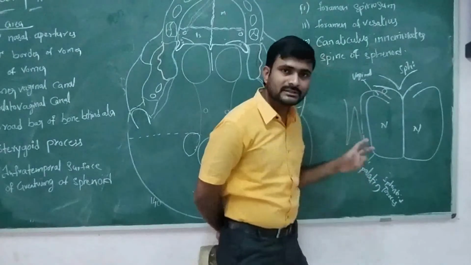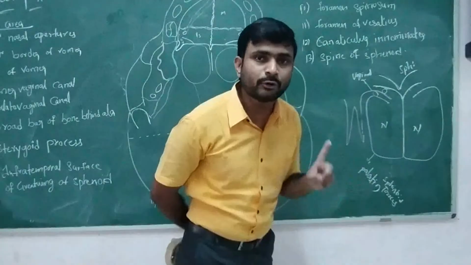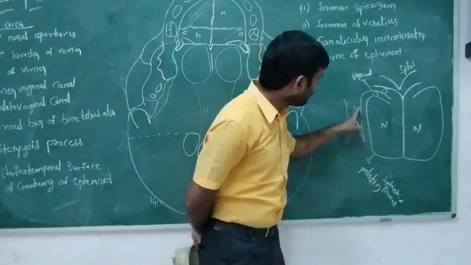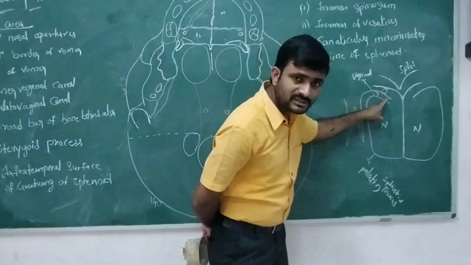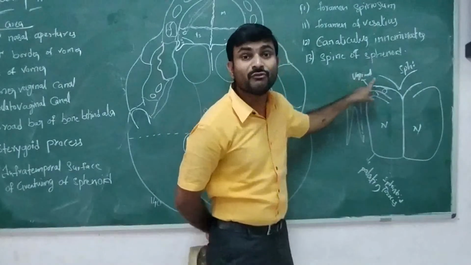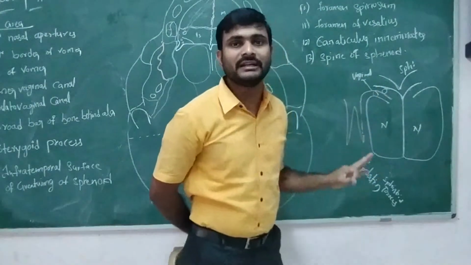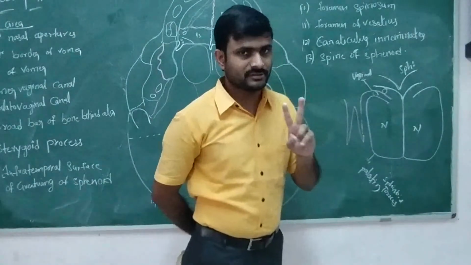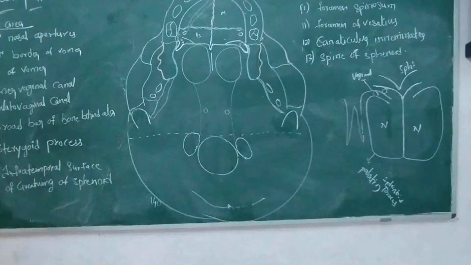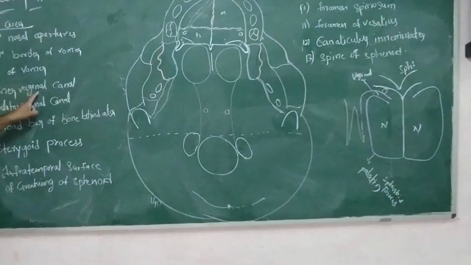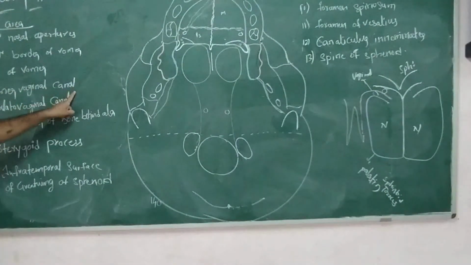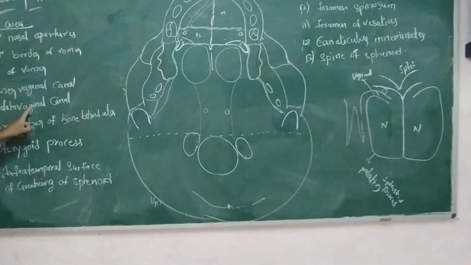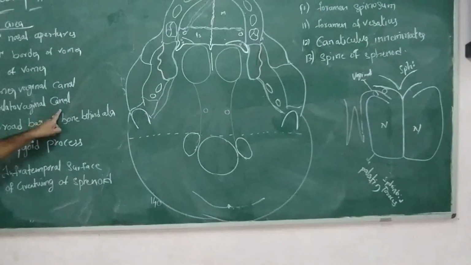And this orange color is the two plates, the pterygoid plates. The pterygoid plate also forms one more process above it. That process is called the vaginal process of the pterygoid bone. Here are two foramina. One is called the vomero-vaginal canal, and the second is the palato-vaginal canal.